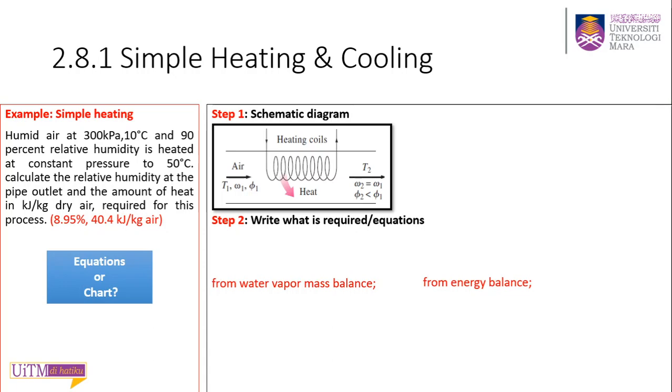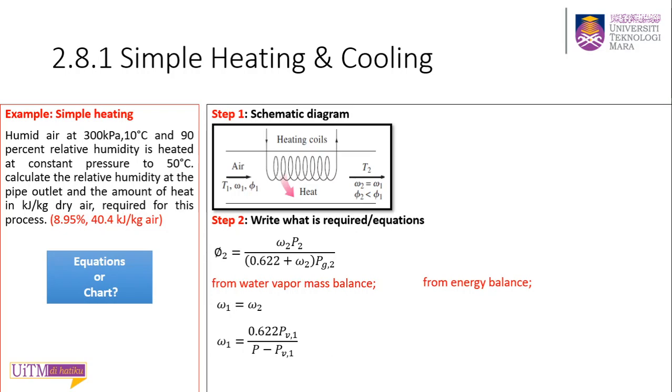For step 1, if possible, please try to draw the schematic diagram for the simple heating process, and label the diagram properly. For step 2, we write what is required. From the question, we are asked to calculate the relative humidity at the pipe outlet, meaning phi 2. So we use the equation. For phi 2, the equation is as follows. When we look at this equation, we find that there are some values which we have to calculate first. The first is omega 1, because remember, in simple heating, omega 1 equals omega 2. So when we calculate omega 1, it is the same as omega 2. So we have to know the equation for omega 1.